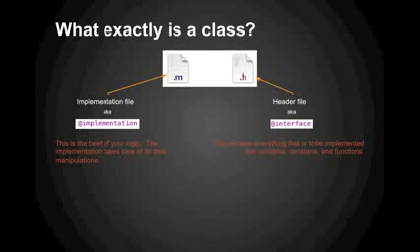Well, there are two parts. There's an implementation file and there's a header file. That template generates these two files for you, so you don't have to do more work than is necessary. And let me describe the header file first. The header file declares everything that is going to be implemented, such as variables, constants, and functions.